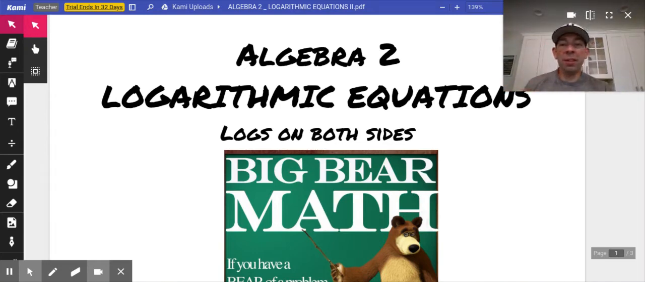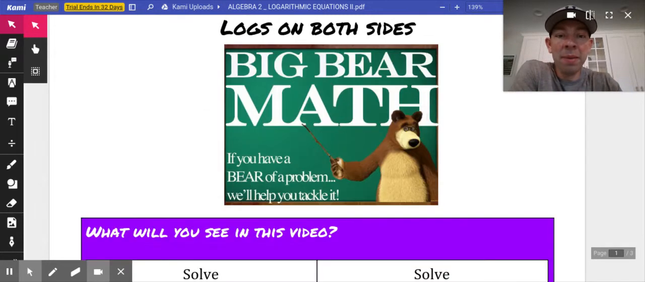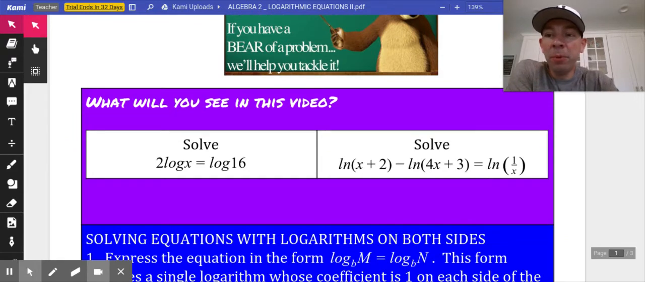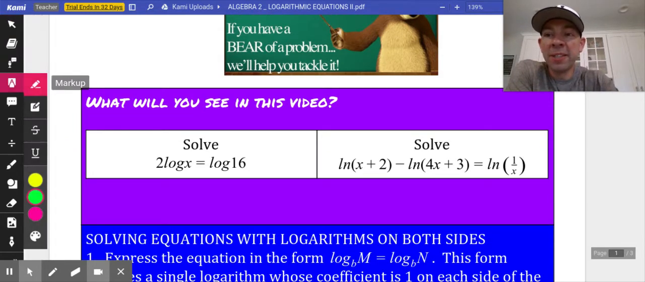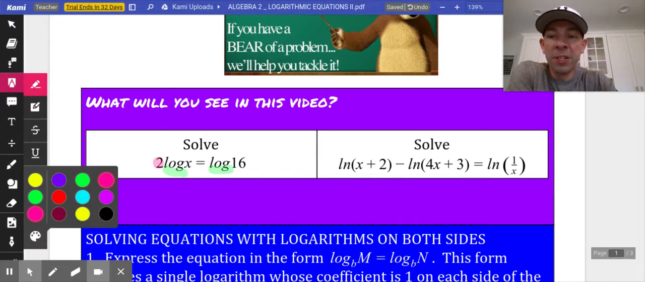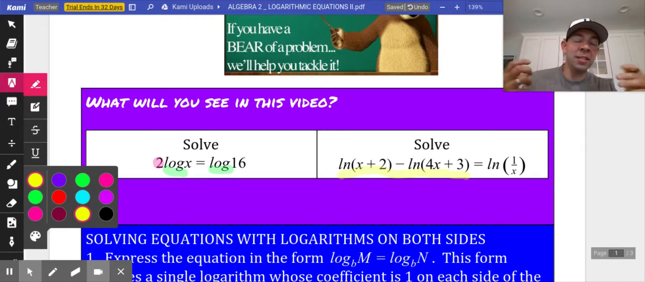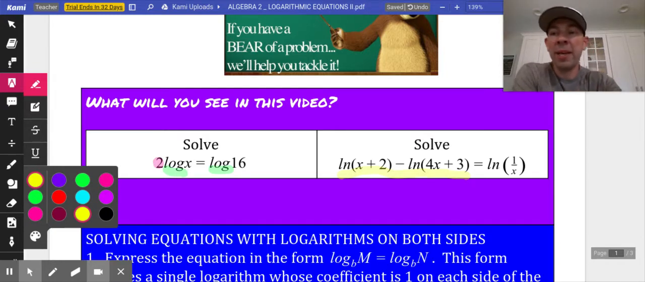Today, we're going to see logs on both sides of the equation and see how that changes our game plan. In this first example, the good news is we've just got a single log on each side. What we're really going to focus on is, what do I do with this coefficient? Is that a big deal? How do I handle that? And then in our next example, we've got multiple logs on the left side, so let's condense them first and then see what we do next.